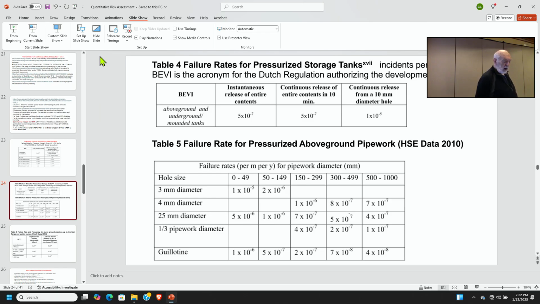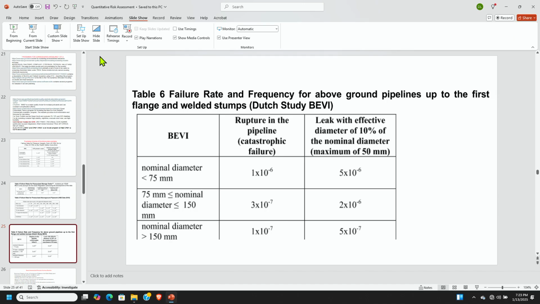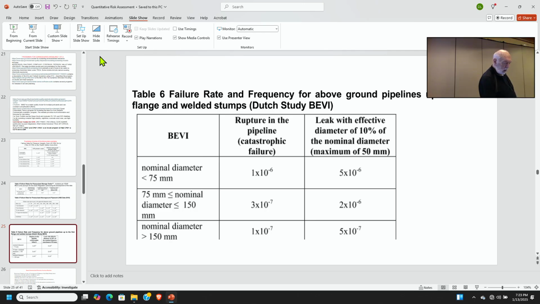Failure rate for pressurized above ground pipe work, again, and you'll have access to all these numbers, so I'm not going to go through and read the whole thing. But when we talk about things like pipelines, rupture in the pipeline, catastrophic failure, 10 to the minus 6th.